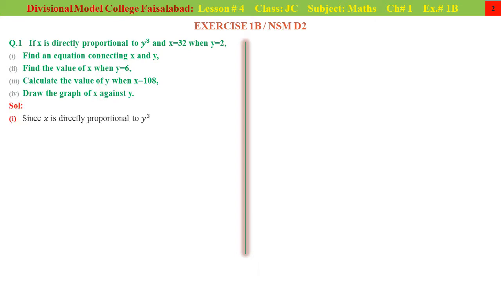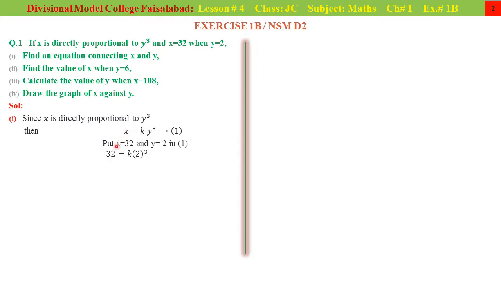Now since x is directly proportional to y cube, this statement can be written in mathematical form as we did in exercise 1a. x is equal to k times y cube. We will name this equation number 1, and we will put the values of x and y in this equation.